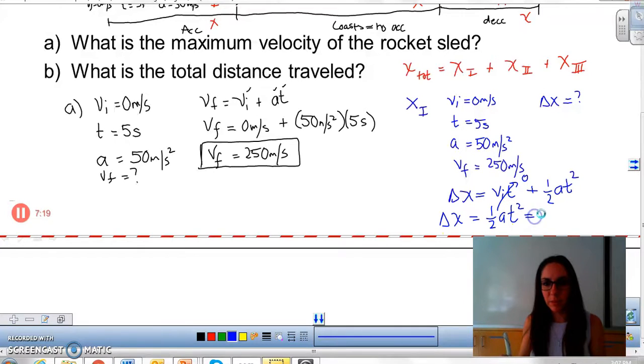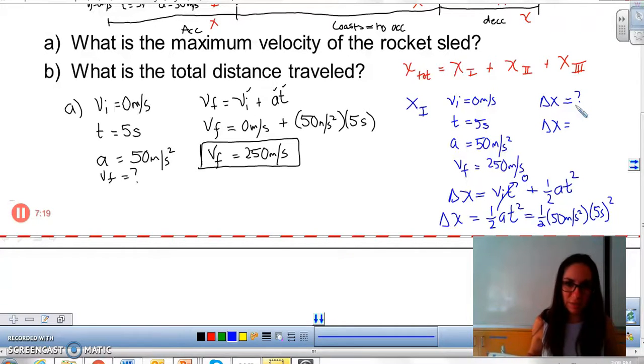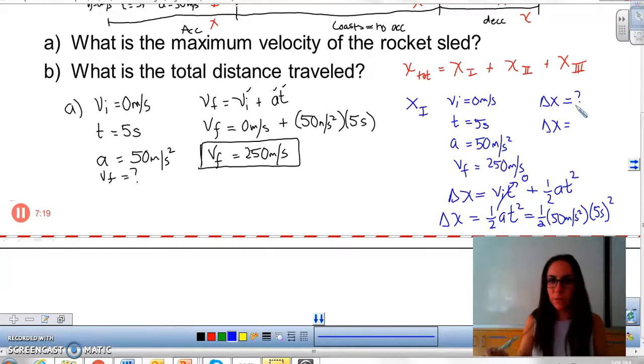And with that said, I can plug in my numbers. So I get 1/2 a, which is 50 meters per second squared, times 5 seconds squared. Just because I'm running out of room, I'm going to write this answer up here, so I apologize for that, but I'm just getting my calculator. So 0.5 times 50 times 5 squared. I get a total distance at location number 1 of 625 meters. That sounds about right. Very good.